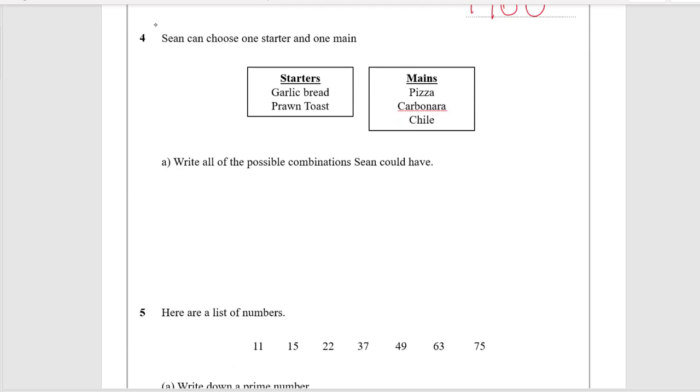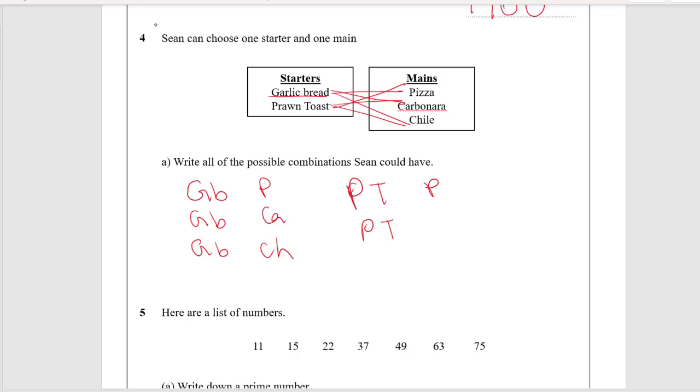So you can choose one starter and one main. We'll write all the possible combinations John could have. So we can have garlic bread with all three. So garlic bread and pizza, and garlic bread and carbonara, and garlic bread and chili. Then we can have prawn toast pizza, prawn toast carbonara, prawn toast chili.